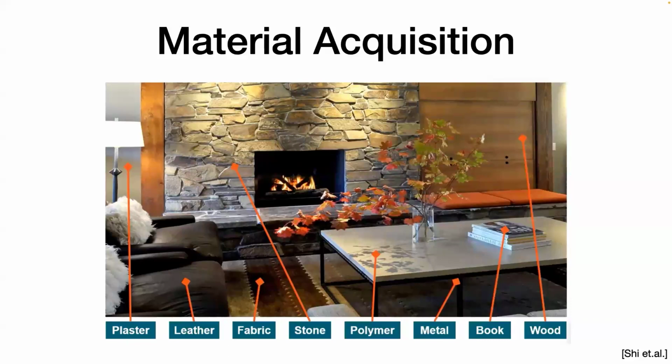So in this real scene, you see the number of materials we have. You have plaster, leather, fabric, stone, polymer, metal, wood, etc. Like here, this book not only has material, but has a texture. That's something that we are going to discuss in the second part of the lecture. And then how to do this using machine learning.